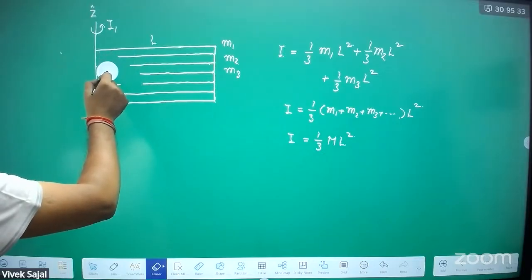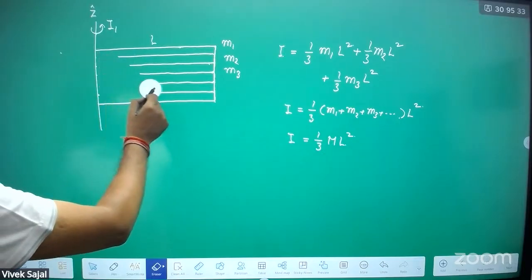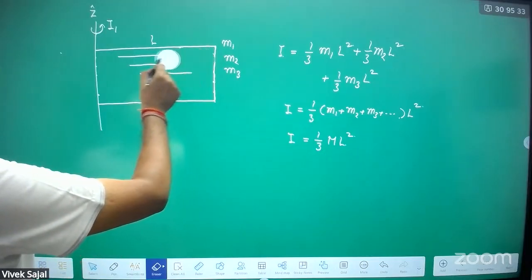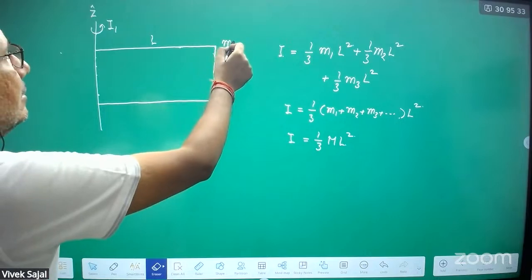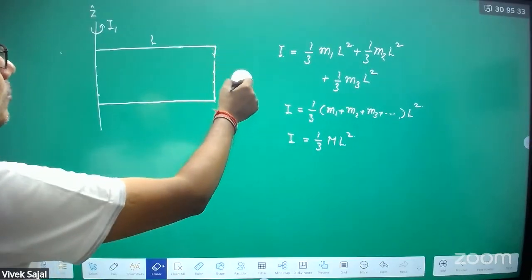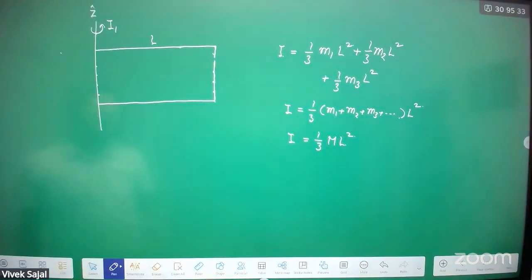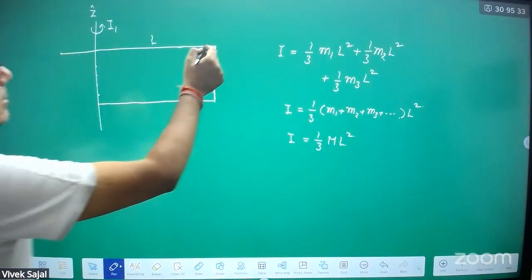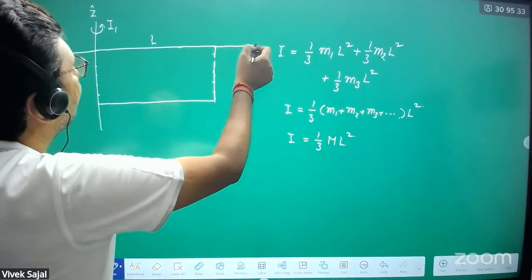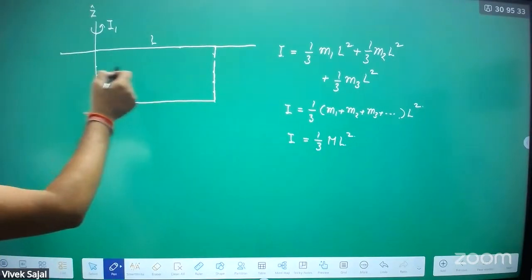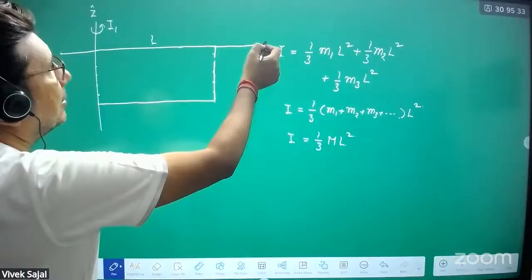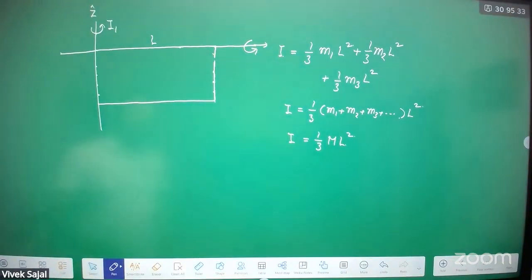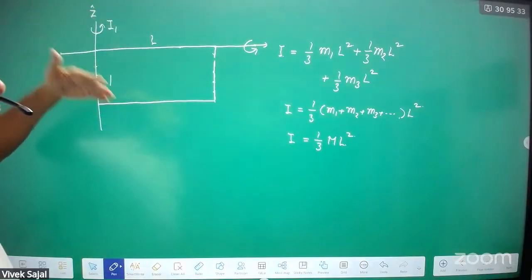Now I remove this. So this is a rectangular plate of length L, and this is the moment of inertia. Now I consider another axis, this axis, beta, and I'm rotating this rectangular plate about this axis.